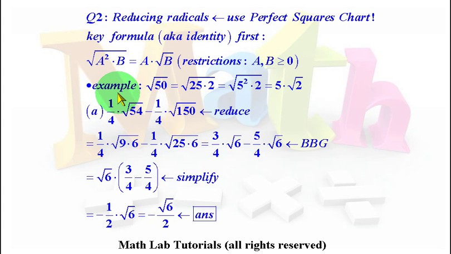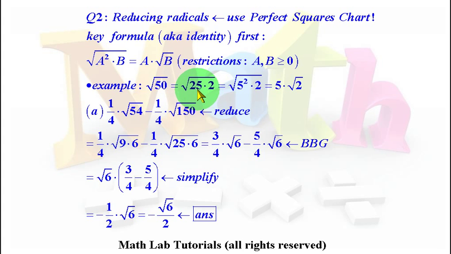Here's a little example before we start. The square root of 50, you ask yourself, what's the largest perfect square that goes into 50? And I can think of the largest one being 25. 25 is certainly a perfect square, and it's the largest perfect square that goes evenly into 50. So I can decompose 50 as square root 25 dot 2. 25 is the perfect square. That's the good guy. And 2 is the bad guy because it's not a perfect square.